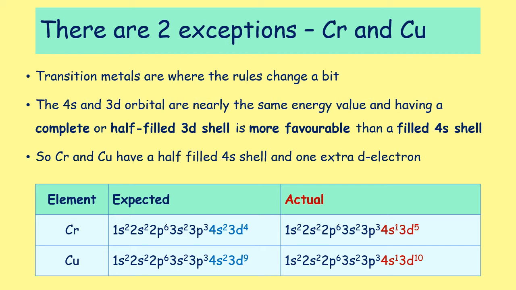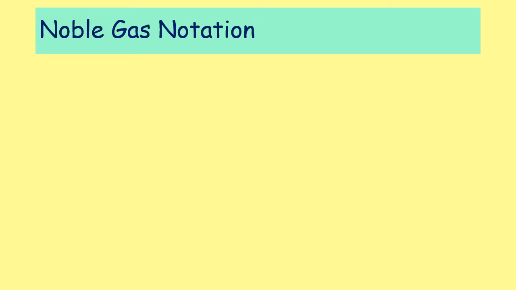With copper, it's a very similar situation. Normally, we would expect it to end in 4s2, 3d9. But again, because of the extra stability of having a filled 3d orbital, we take one electron out of the 4s to create 4s1, 3d10. An extension of spectroscopic notation is noble gas notation.